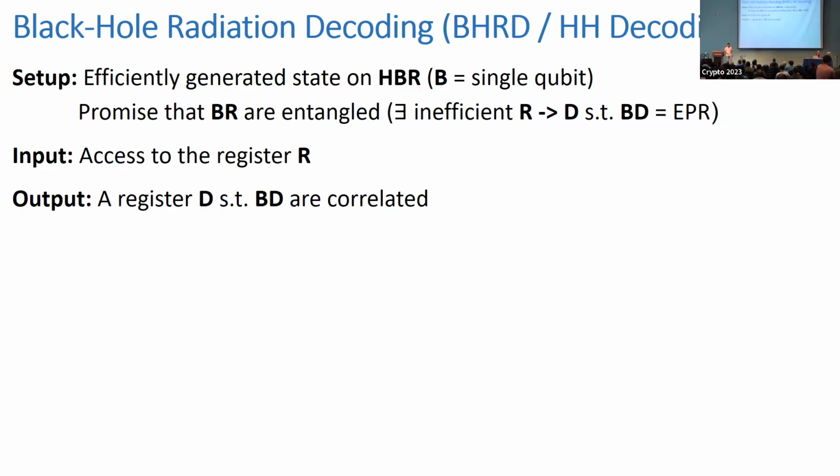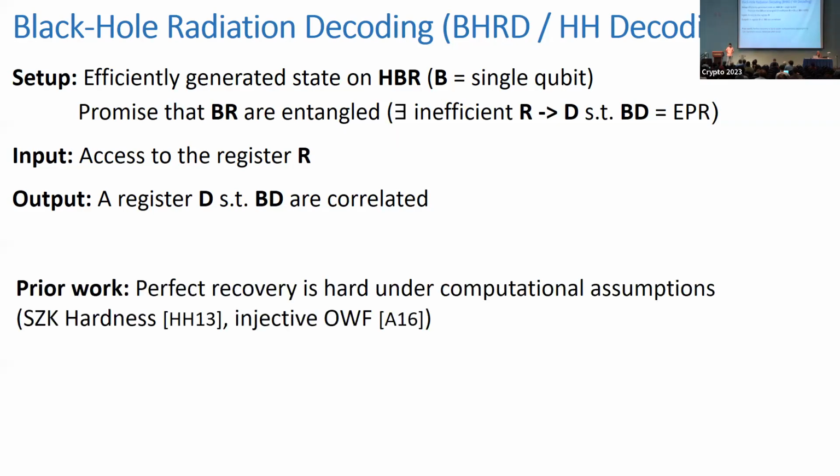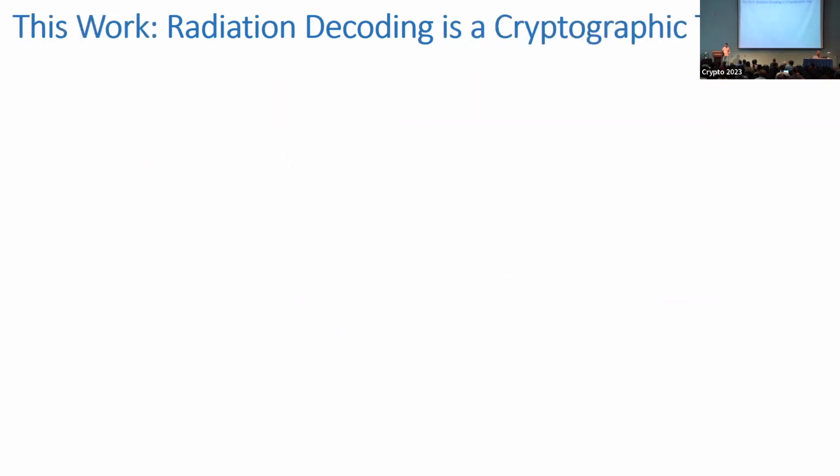Now, given this setup, your input is access to the register R, and what you want to do is come up with a register D such that B and D are correlated. In prior work by Harlow and Hayden and by Aaronson, it was shown that perfectly recovering D, so recovering the D that is really the EPR partner of B, is computationally hard under some assumptions. So what do we do in this work?